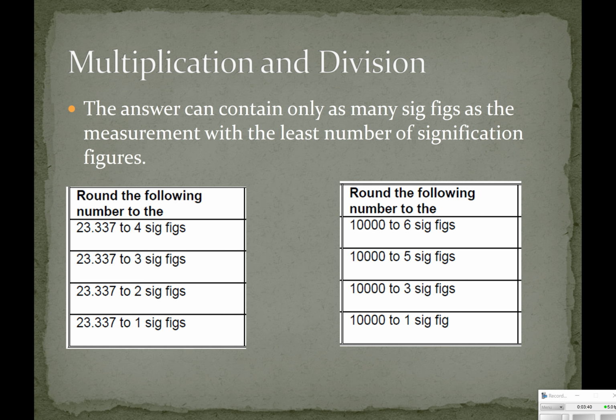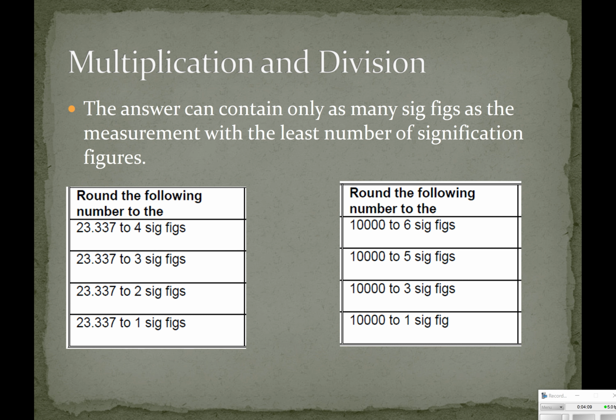Now the rule is slightly different for multiplication and division. Again, we're still going to deal with precision, but our answer can contain only as many sig figs as the measurement with the least number of sig figs. So whichever number that we multiplied or divided by that has the fewest number of sig figs, our answer has to match that amount. So we'll take the same number as we did before, 23.337, round to 4 sig figs.